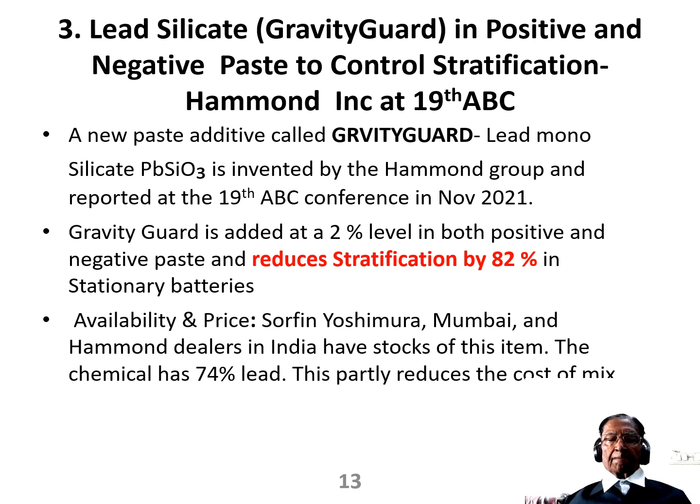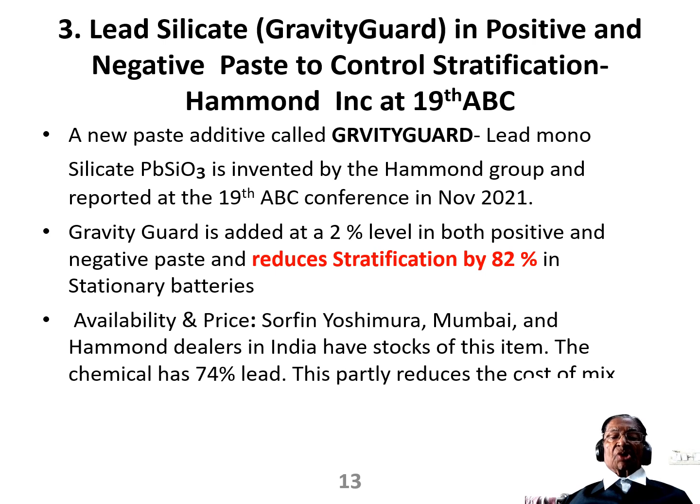Now, this is the invention by the Hammond group, the lead silicate Gravity Guard, which is added in the positive and negative at a 2% level. They presented it at the 19th ABC conference. A new paste additive called Gravity Guard, lead monosilicate PbSiO3, was invented by the Hammond group and reported at the 19th ABC conference in November 2021. Gravity Guard is added at a 2% level in both positive and negative paste and reduces stratification by as much as 82%. You see that it's a very significant improvement in stratification.